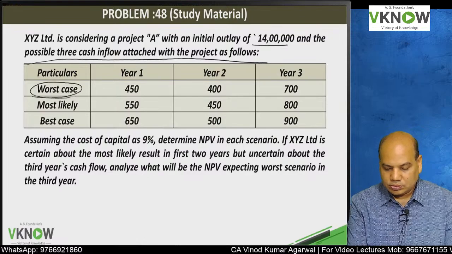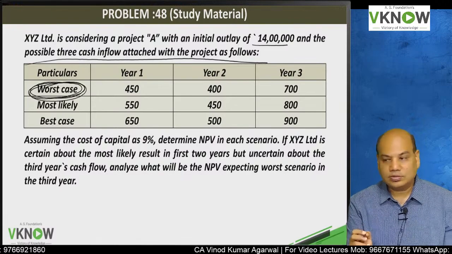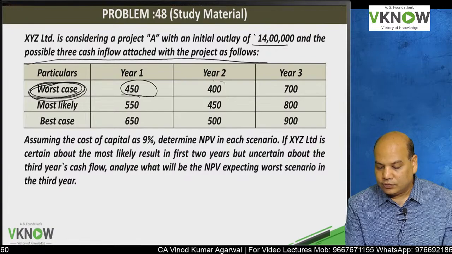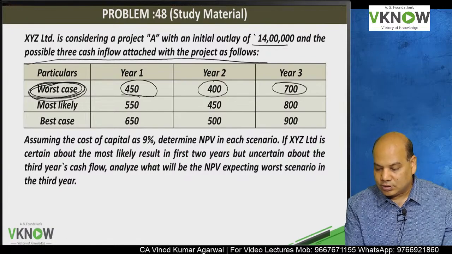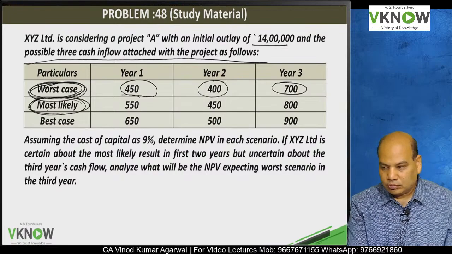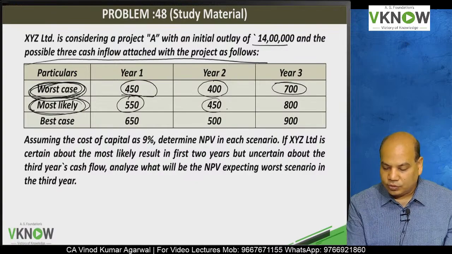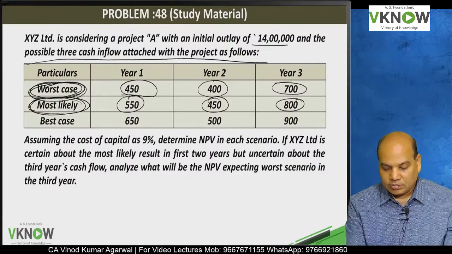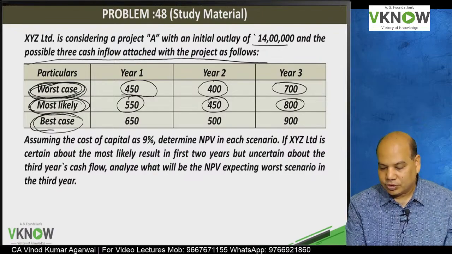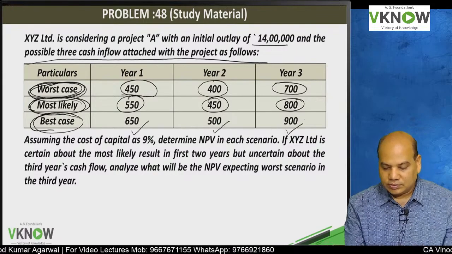Suppose it's a worst case scenario. There are three scenarios possible. Worst case scenario means in year 1 you will get 450, 400 and 700. But in the most likely scenario, which is more likely to happen, it is 550, 450 and 800. But suppose your luck is good, best case, then you will get 650, 500 and 900.